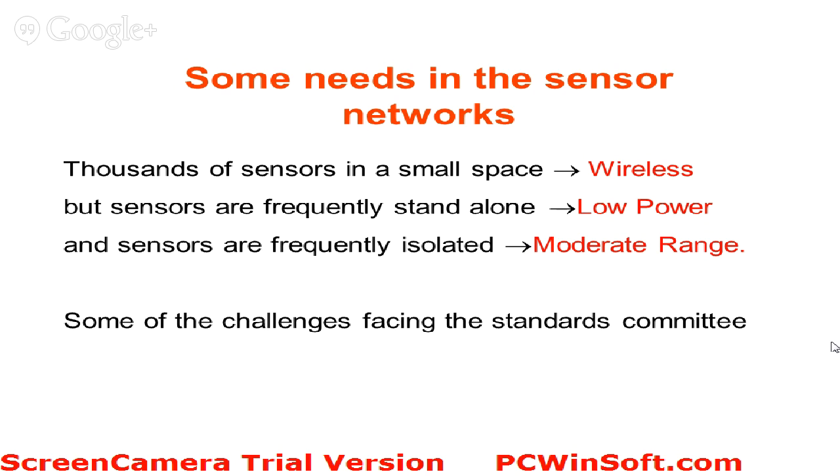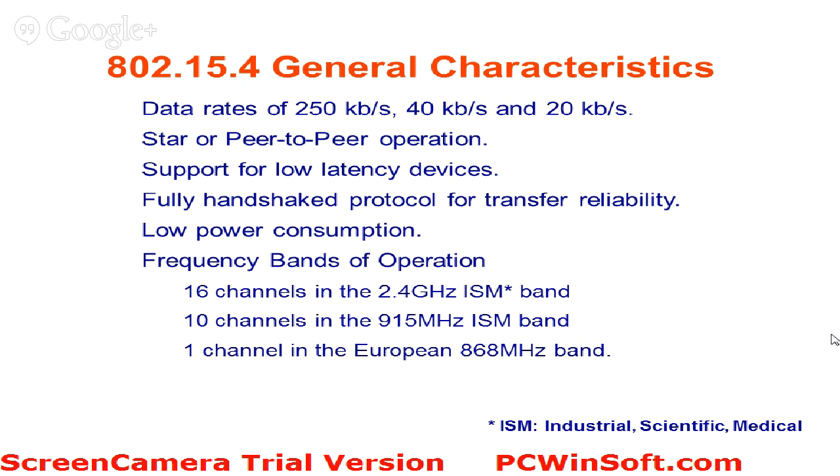And then the sensors are frequently isolated. Sensors can be in isolation. So a moderate range, not very much, but a moderate range was thought of, and these were the basic challenges which were faced by the standards committee. And taking these challenges into consideration, the committee came up with a standard whose general characteristics are as below.